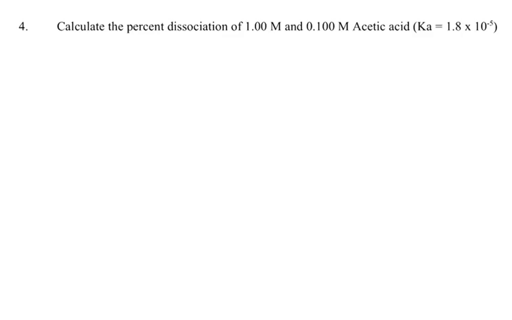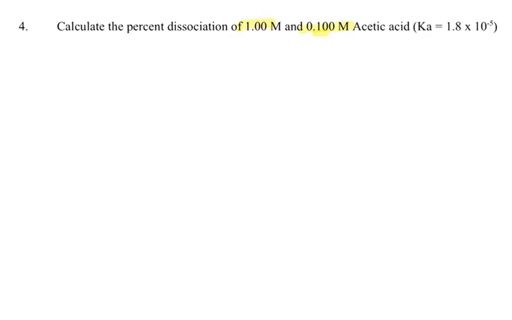Okay, let's go ahead and finish up the last example problem on 8.3. This is going to be a percent dissociation problem, and we're going to look at two different ones, a 1 molar solution, and then compare it to a 0.1 molar solution with a Ka value of 1.8 times 10 to the negative 5.